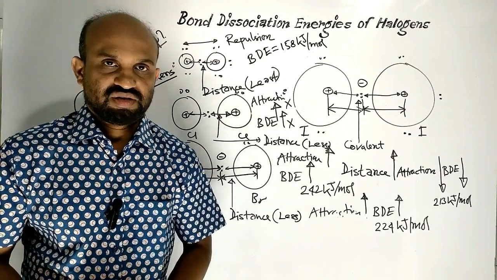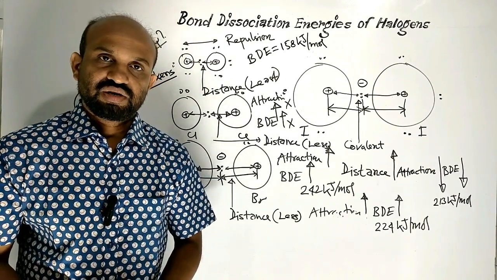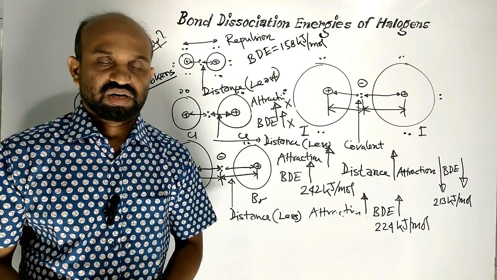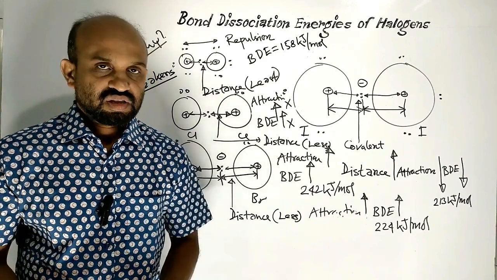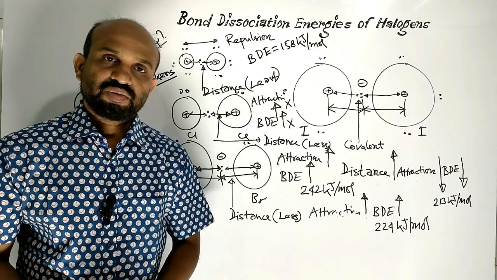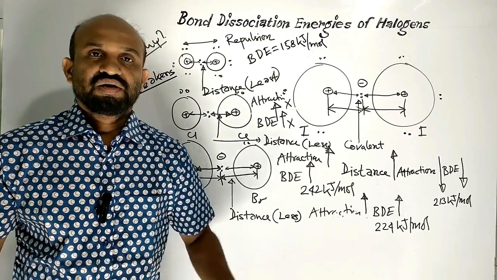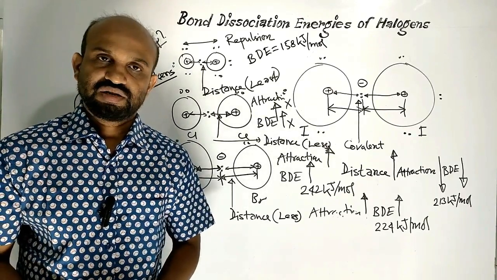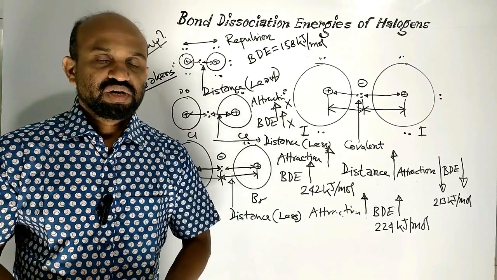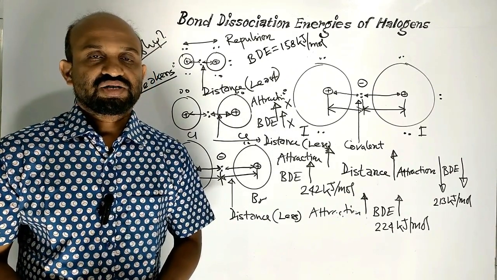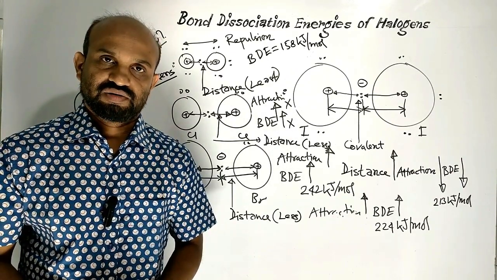Two points here: the distance between the nucleus and covalently bonded electrons, and another point, electron pair repulsion. For fluorine, repulsion becomes dominating. For chlorine, bromine and iodine, attraction becomes the key point.